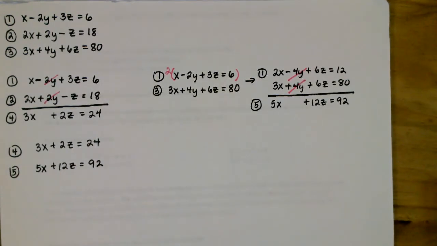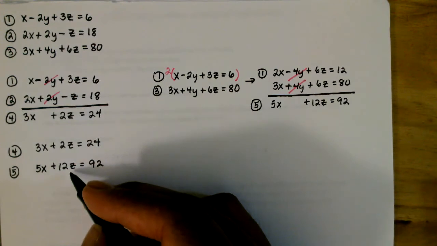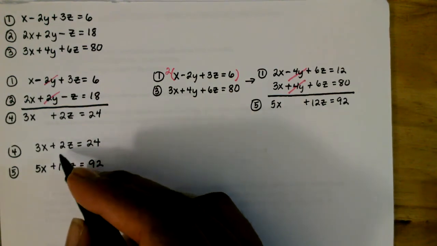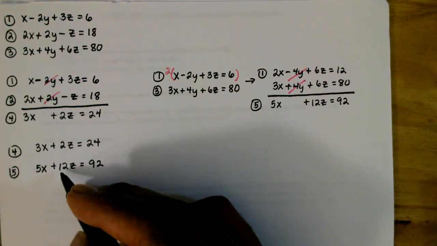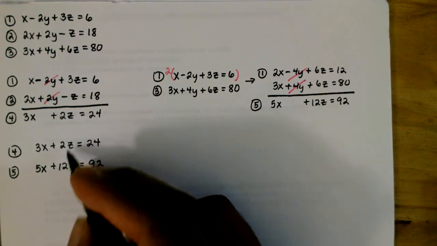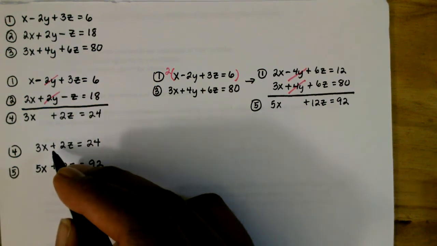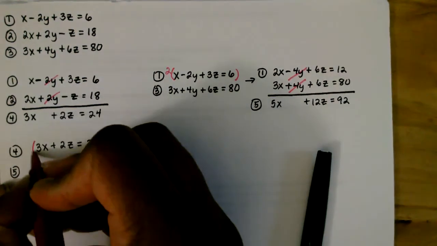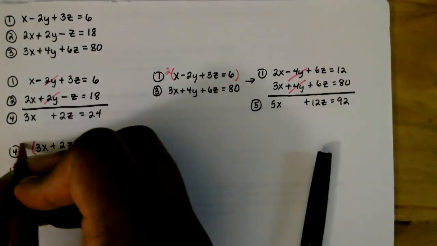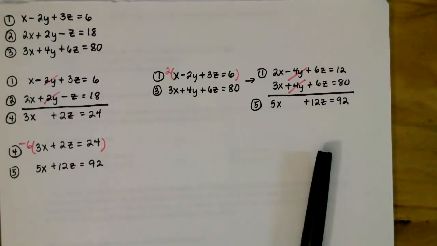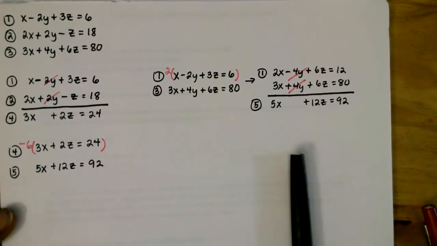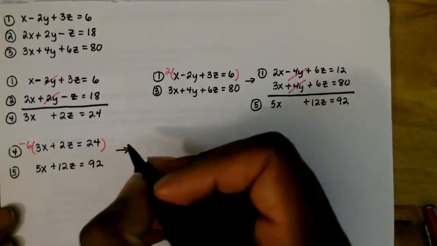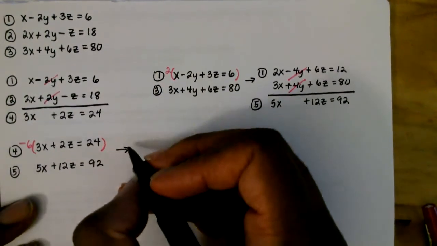Okay. And you know what I'm going to do here? I'm going to eliminate a z, because I know I can multiply that 2z by some multiple to get 12z. So if I want that 2z to become 12z, and I have to make it negative, by the way, since both of them are positive, I have to multiply that top equation by -6. And this is what I would get when I multiply equation 4 by -6.